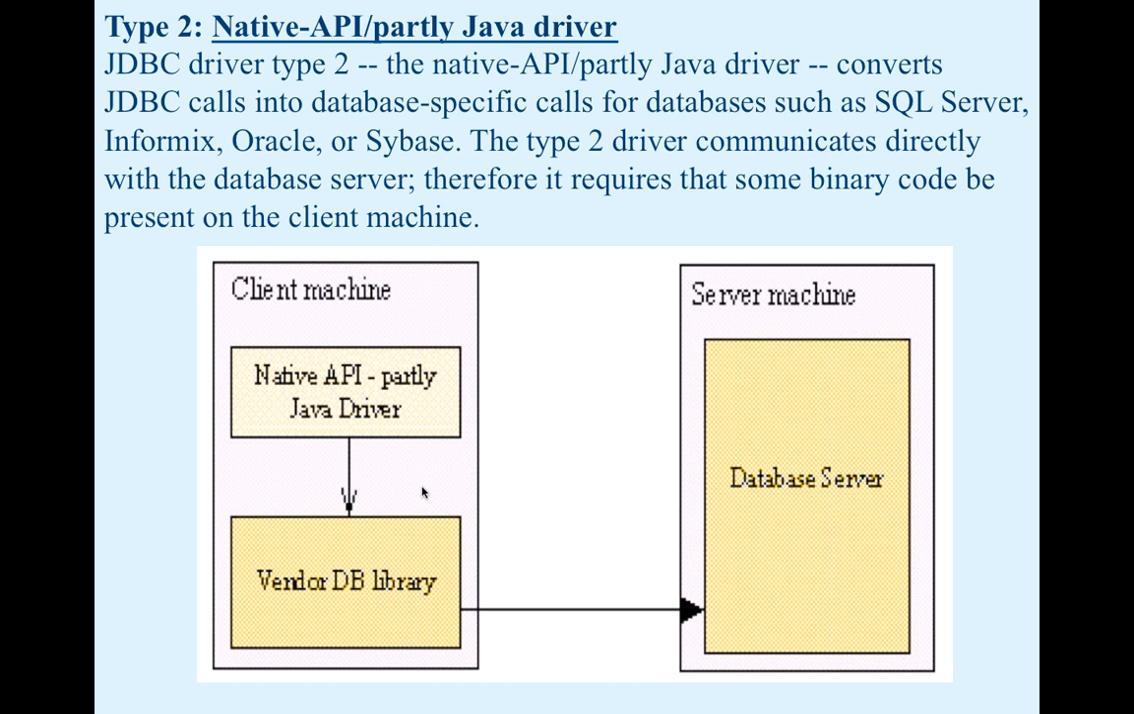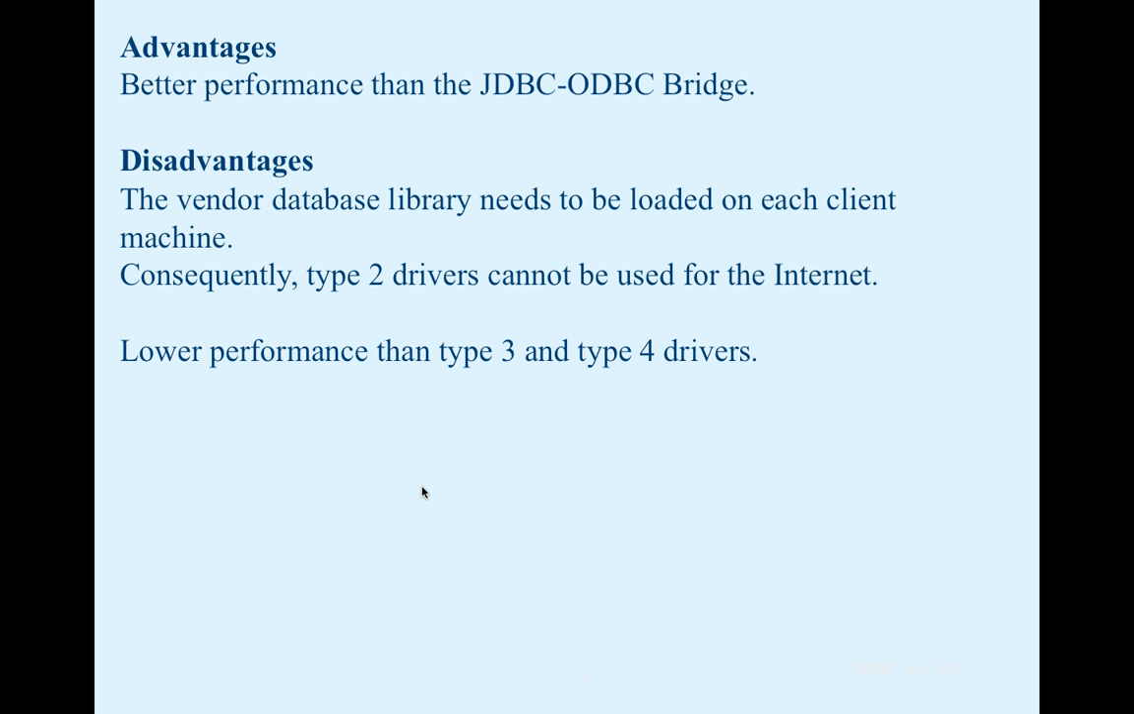So therefore it requires some binary code be present on the client side because you're talking to native APIs, right? So you have to maintain some vendor libraries on the client side. Advantage is better performance than JDBC ODBC bridge. The vendor database library needs to be loaded on each client machine, which is again a drawback. If you are in the internet world, you cannot ask every client to install that, right? So that's a drawback, and lower performance than future drivers.